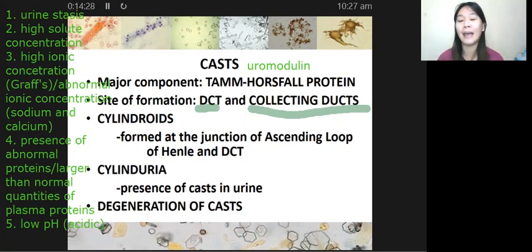Take note that when we examine your casts, ang unang dapat mong i-check ay yung light intensity. So this is in practice. In practice, you have to examine your casts under subdued light.